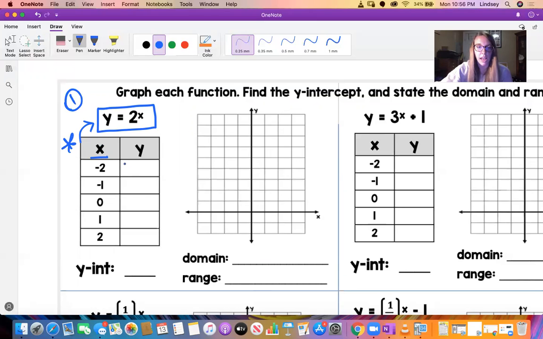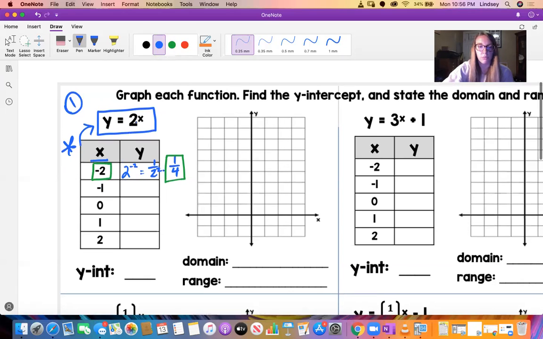So this first one I have is 2 raised to the negative 2, which becomes 1 over 2 squared, which is 1/4. So when my x value is negative 2, my y value when I graph it is going to be 1/4. Okay, so on to the next one. Negative 1, so I have 2 to the negative 1, which is just going to be 1 over 2 to the 1, which is just going to be 1/2. So when my x value is negative 1, my y value is going to be 1/2.